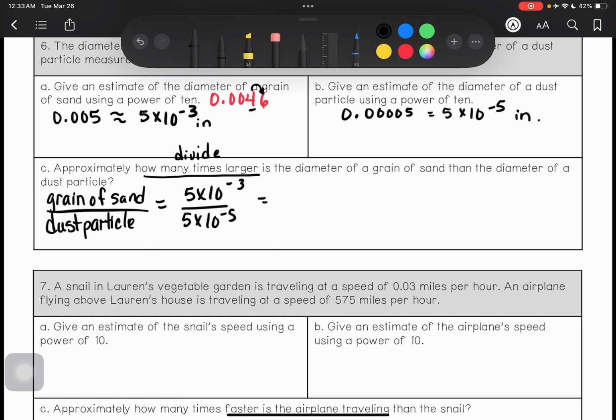So now remember, to solve this, I'm going to divide my constants, and I'm going to keep the base and subtract the exponents. This 5 divided by 5 is 1 times 10 to the negative 3 plus 5, which is 1 times 10 squared. So to answer the question, 1 times 10 squared is also 100. So you can say 1 times 10 squared or 100 times larger.